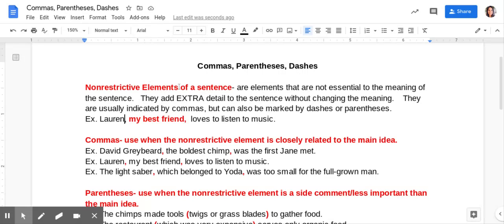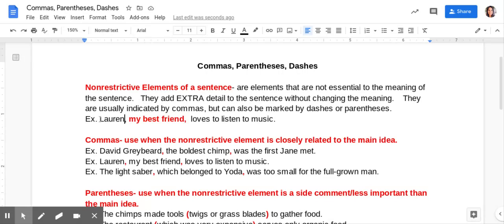A non-restrictive element of a sentence is an element that is not essential to the meaning of the sentence. They add extra detail to the sentence without changing the meaning. This means that you can actually pull those details out and the sentence will still make sense. They are usually indicated by commas, so that's when we'll typically see them, but they can also be marked by dashes or parentheses. So let's look at an example of a non-restrictive element.